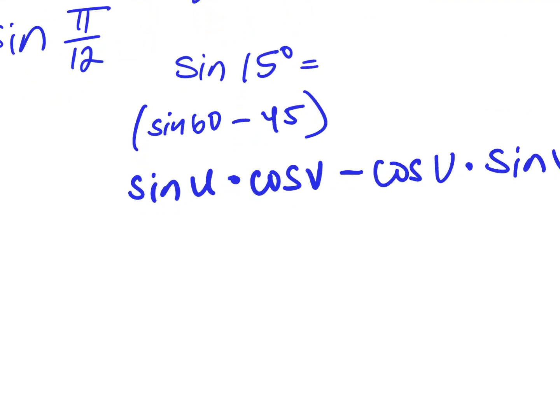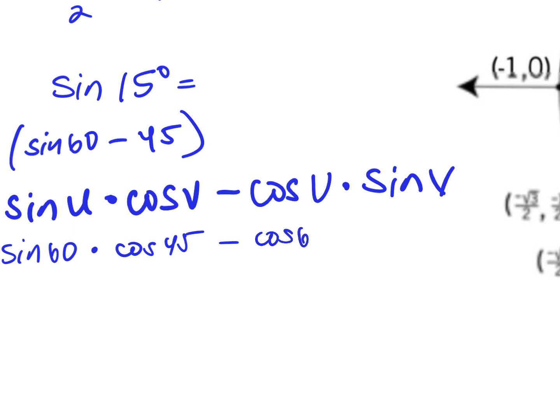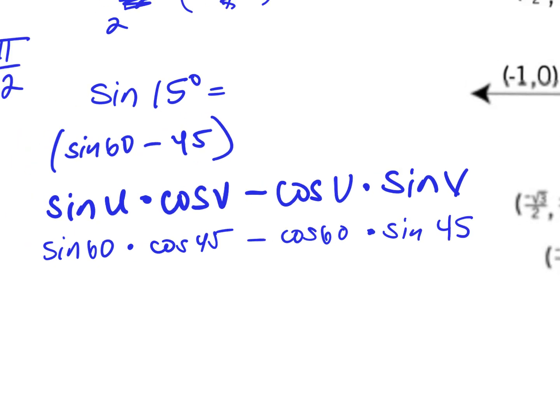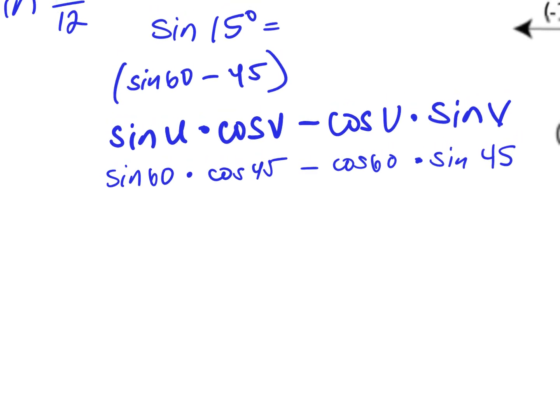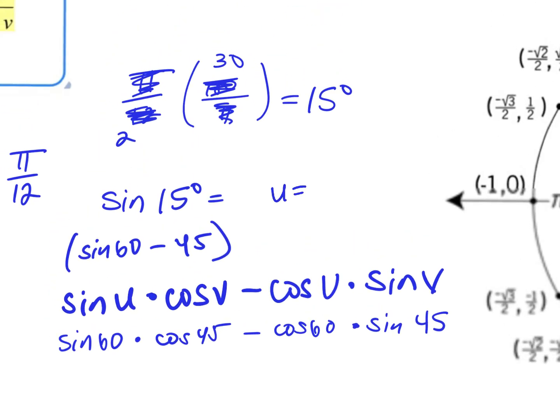So I'm going to do the sine of 60 times the cosine of 45 minus cosine 60 times the sine of 45, correct? Just so in my mind I see that I have everything right. So my u, I'm making 60 degrees. My v, I'm making 45 degrees.